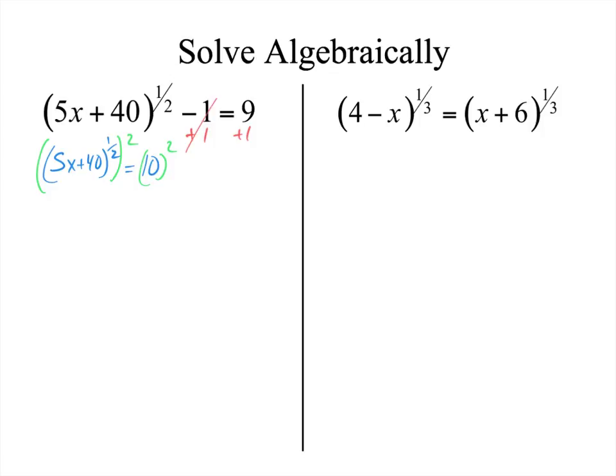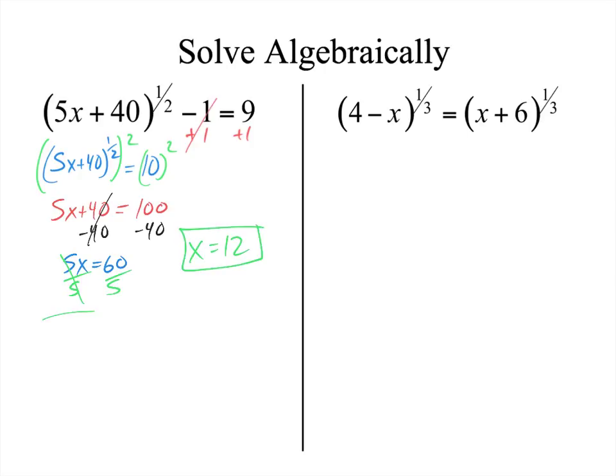That's kind of cool. So that leaves me with 5x plus 40 equals 10 squared, which is 100. All right, minus the 40 over. That's gone. 5x equals 60. Divide by 5. X equals 12. Let's check to make sure there's no extraneous solutions.